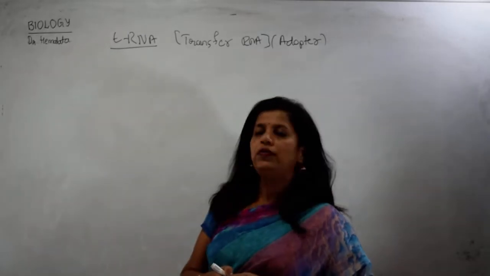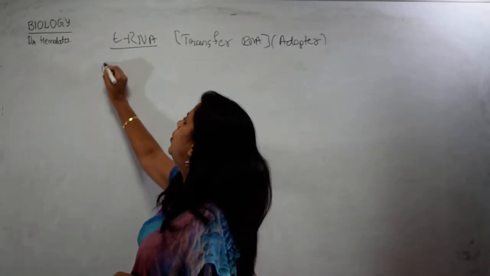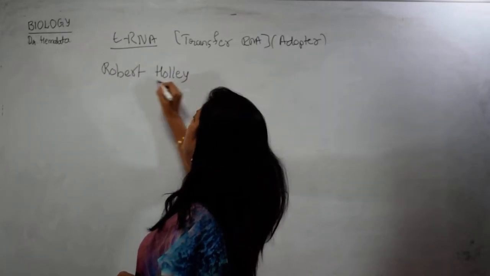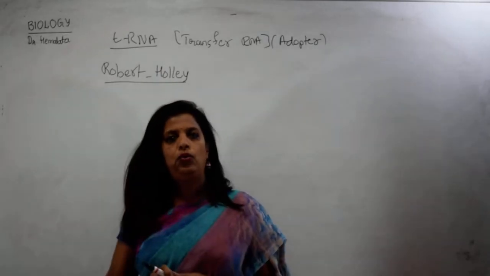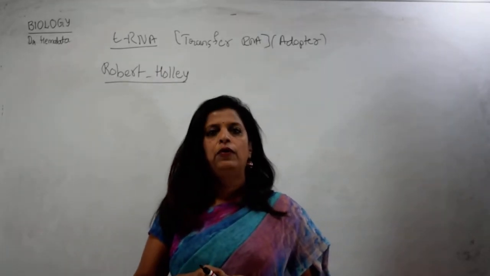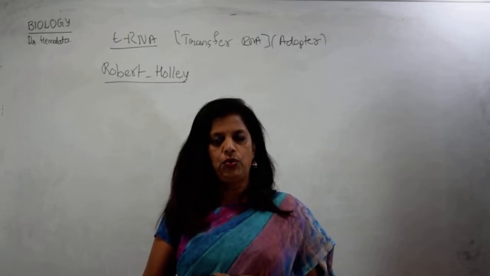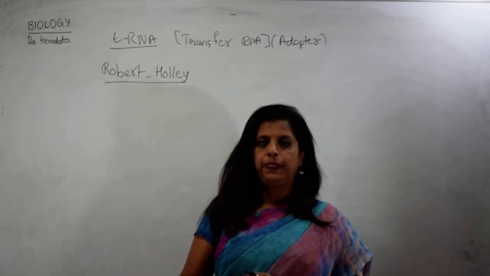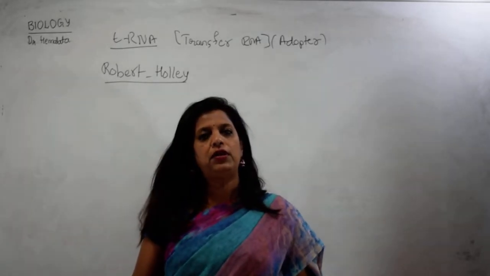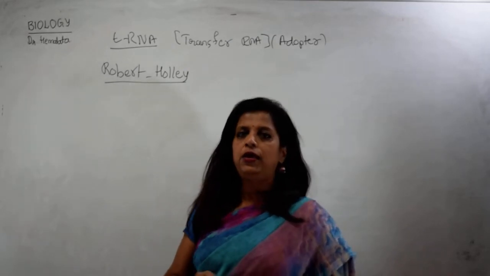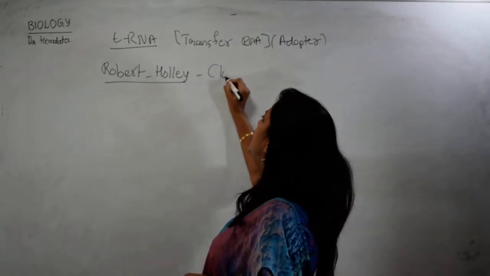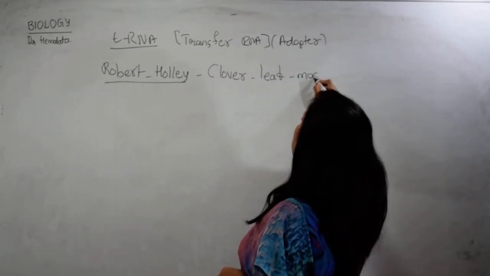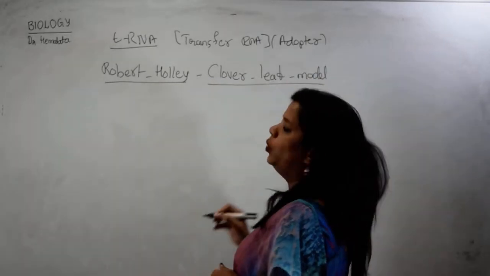Right? Then the structure of tRNA was given by the scientist Robert Holley. You have heard his name, I believe. He was the one who did immense work on DNA and RNA and even the genetic code, and he was awarded the Nobel Prize along with Marshall Nirenberg and Khorana. Right? So Robert Holley gave the physical structure of tRNA, which looks like a clover leaf model. It is called the clover leaf model of tRNA. It looks like a clover leaf.